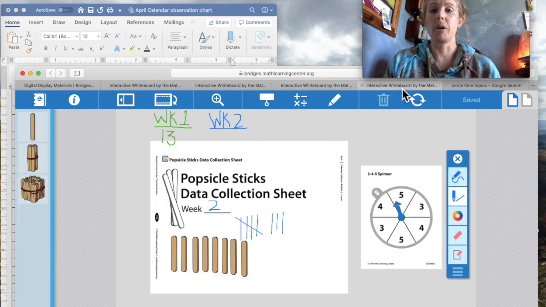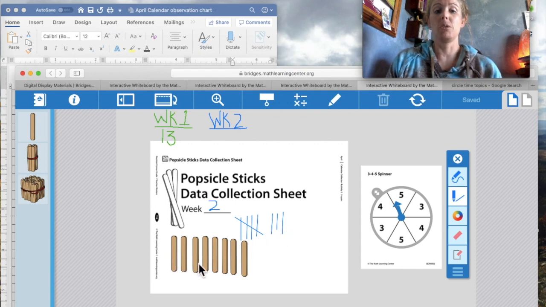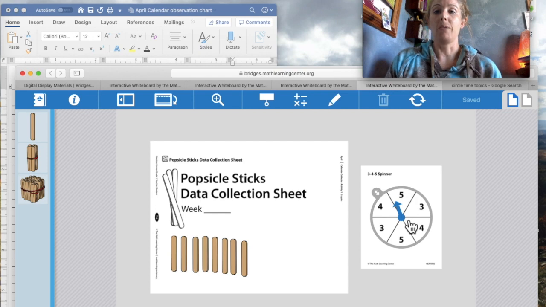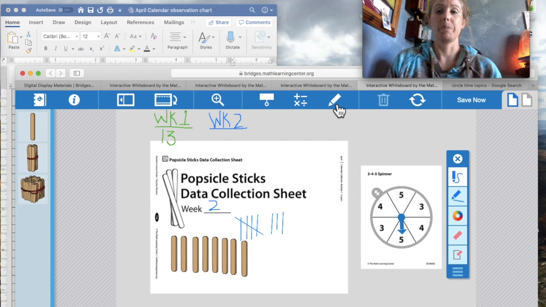Looking over at our popsicle sticks data collection sheet, we have collected 8. Let's count our tallies. We have 1, 2, 3, 4, close the door for 5, 6, 7, 8. And our popsicle sticks, let's double check. 1, 2, 3, 4, 5, 6, 7, 8. We need to spin to add for today. Let's spin, drum roll, and we are adding 5. So we had 8. We're going to add on 5.